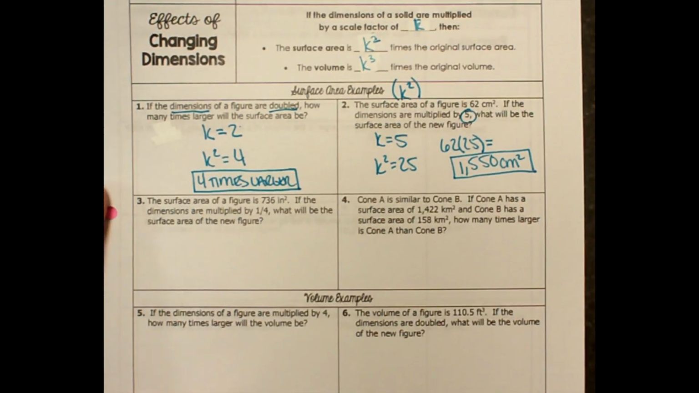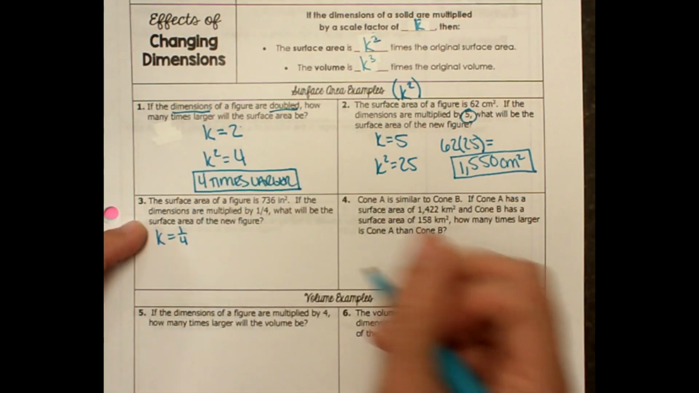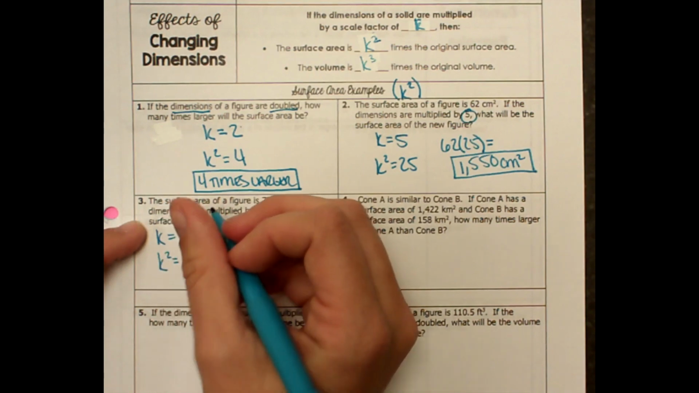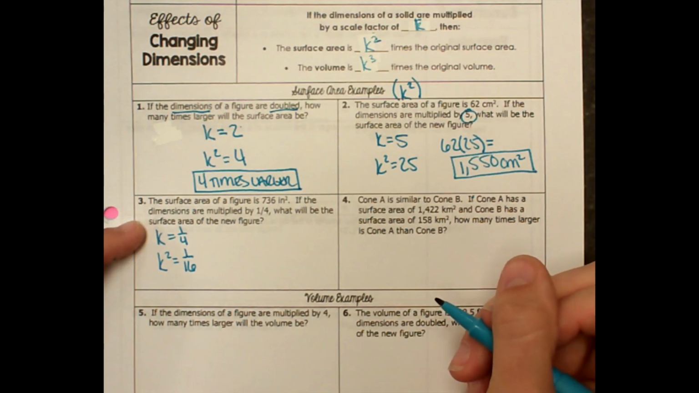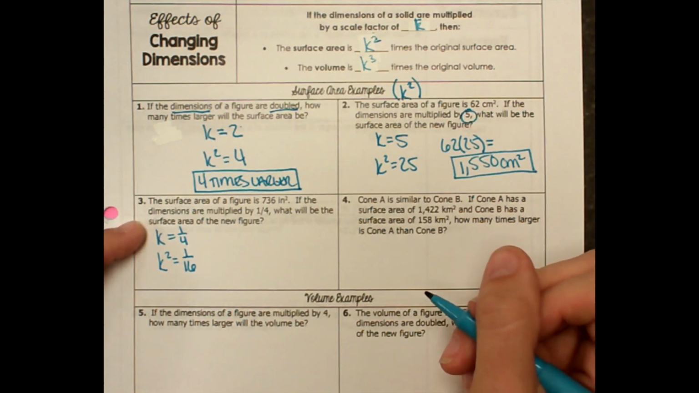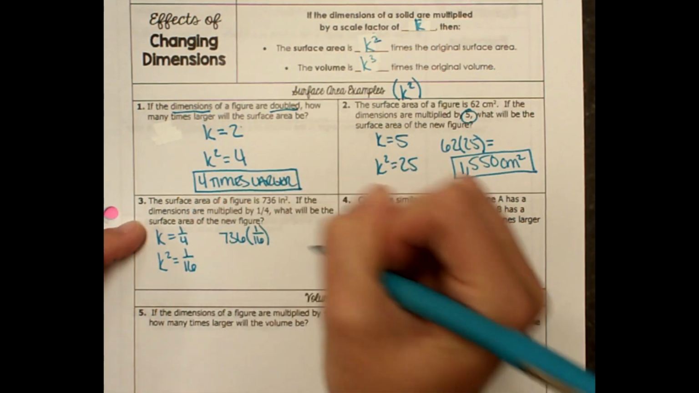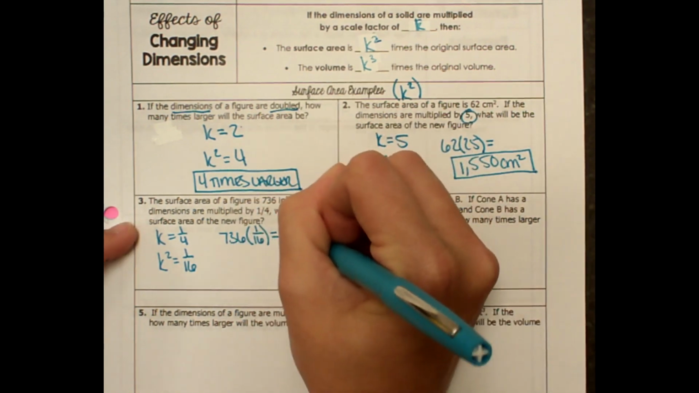Number 3, the surface area of a figure is 736 inches squared. If the dimensions are multiplied by 1/4, what will be the surface area of your new figure? So k is equal to 1/4. We're still talking about surface area, so we do k squared. So we would square that, and you would get that your new scale factor, your k squared, is 1/16. So you take your original 736 and you multiply it by 1/16. You get that your new surface area is equal to 46 inches squared.